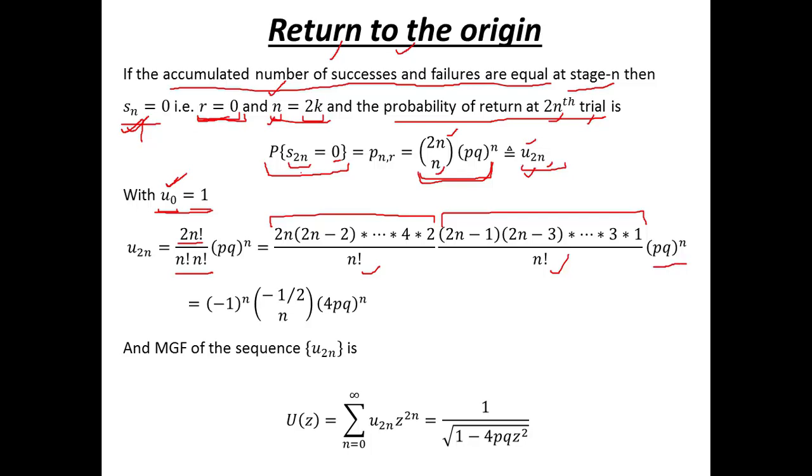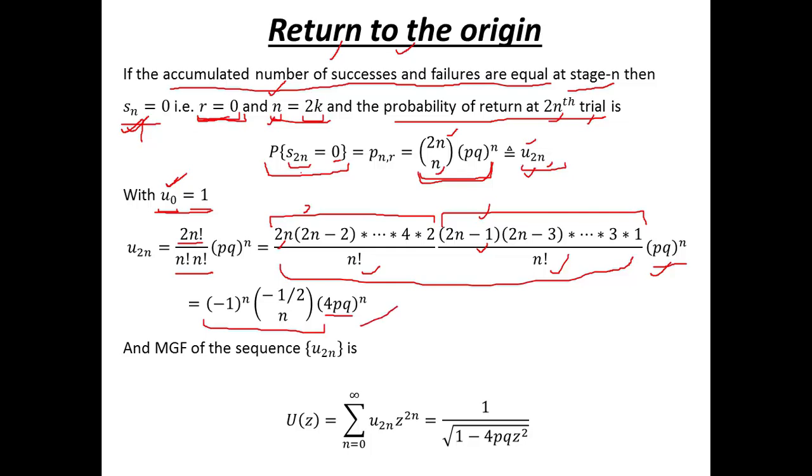From this you can take 2 common, and if you take 2 common, you will get here 2 to the power n times 2, and here you will get n times 2 also, that is automatically 4 to the power n. So by taking this 4 to the power n here, you actually get here 4pq to the power n, and the rest of the quantity can be proved easily in 4-5 steps, that it will be minus 1 to the power n into combinatorial of minus half n.